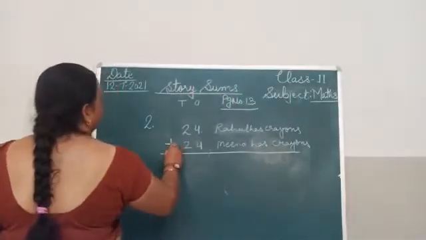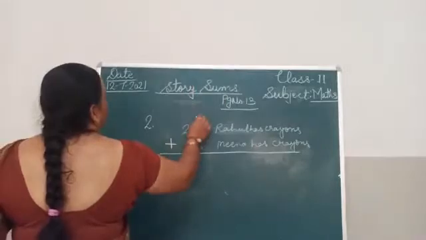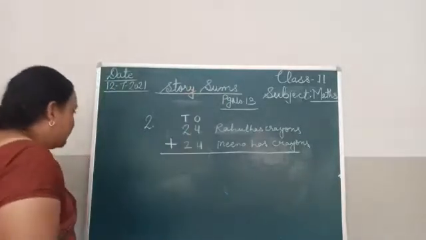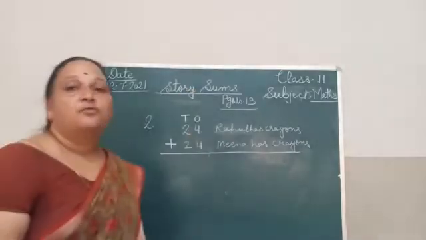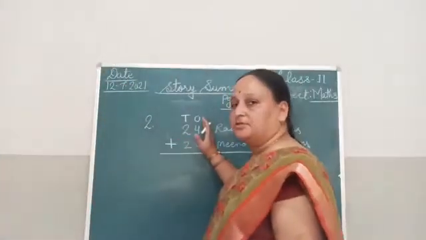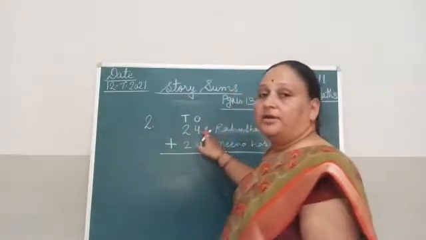Whenever we add, we put the sign plus, and here ones and tens, ones place and tens place. Now, from where do we start? We will start from ones place. Okay, so what are the numbers?